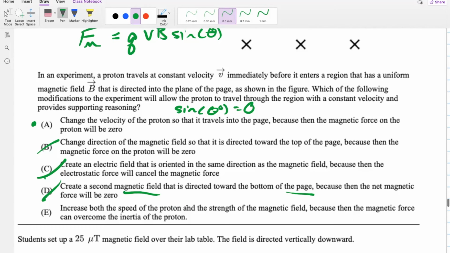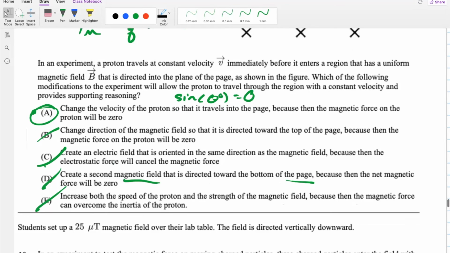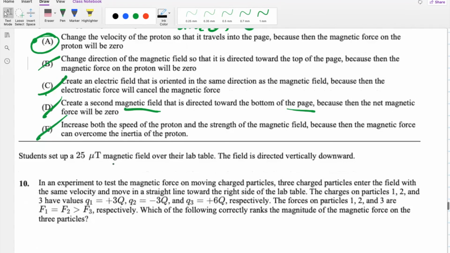Increase both the speed of the proton and the strength of the magnetic field because the magnetic force can overcome the inertia of the proton. Very unlikely. And even then, there will still be some acceleration, even if it's minute. It would have to be like some Planck acceleration for us to get away with that.